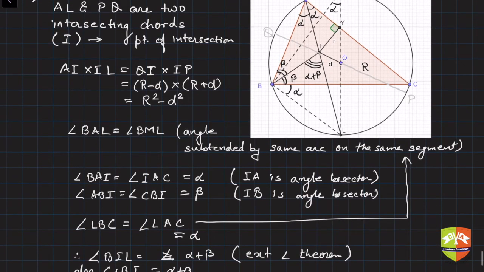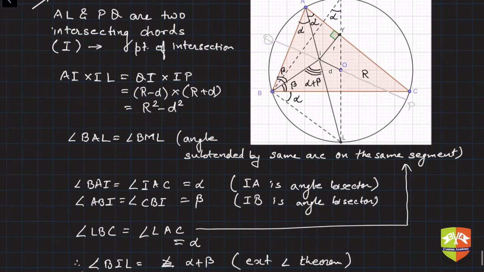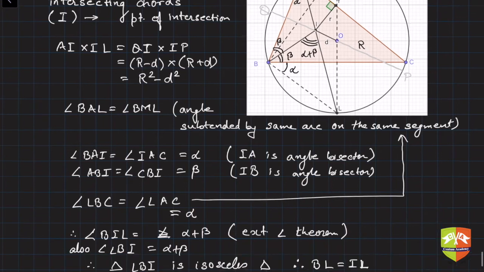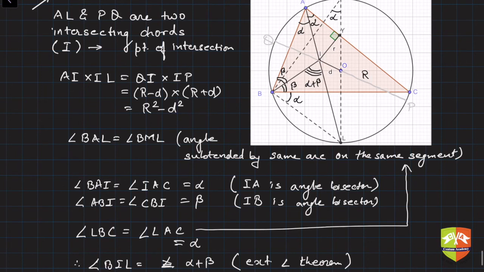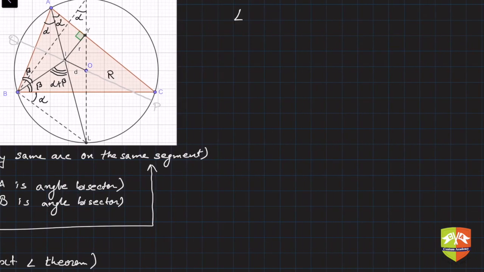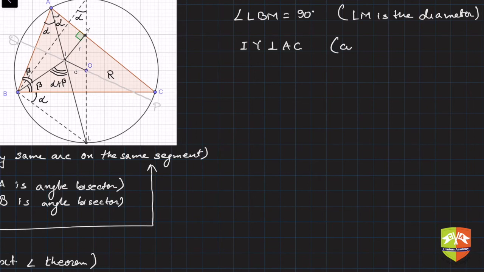Now, if you see, guys, LM is the diameter because it is passing through O. So clearly, angle LBM is 90 degrees. Once again, see the diagram. Clearly, angle LBM is equal to 90 degrees. Why? LM is the diameter. So hence, the angle subtended by a diameter on the circle is always 90. Clear? Also, I have drawn IY perpendicular to, let's say, AC. Right, this is construction. So now what do we get?